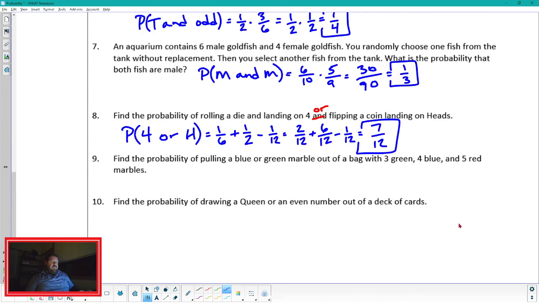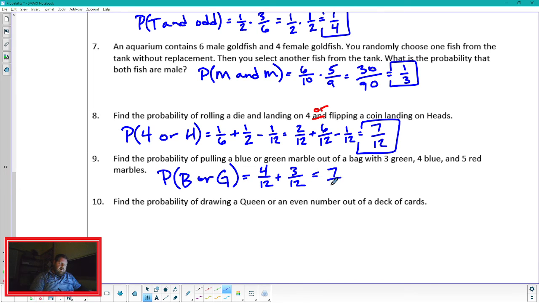Okay, find the probability of pulling a blue or green marble out of a bag with 3 green, 4 blue, and 5 red. Well, there's 12 marbles in this bag. So the probability of blue or green, probability of blue is 4 out of 12. Green is 3 out of 12. And there is no overlap because there's no blue-green marble. Oh, look, same answer, 7 out of 12. Interesting.